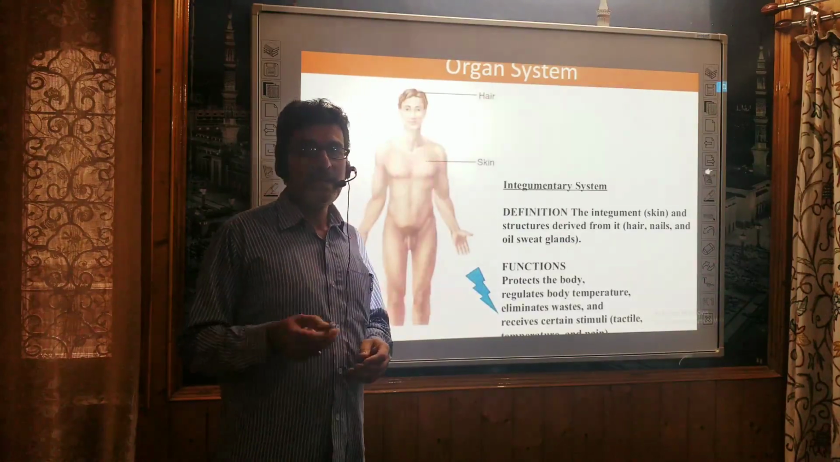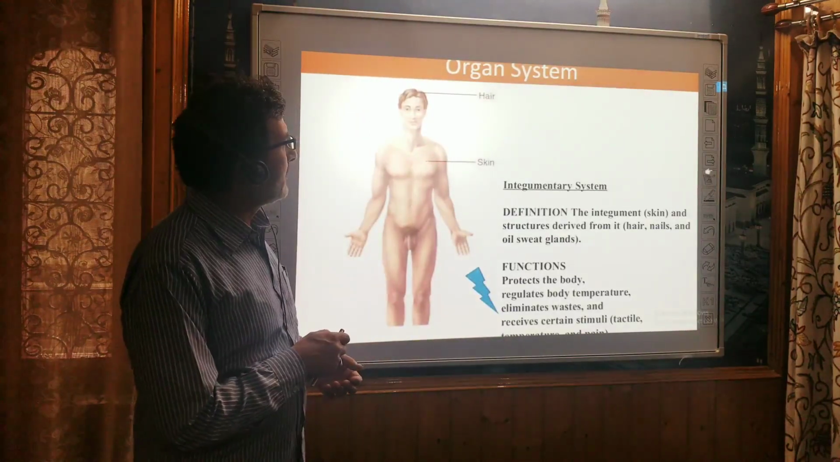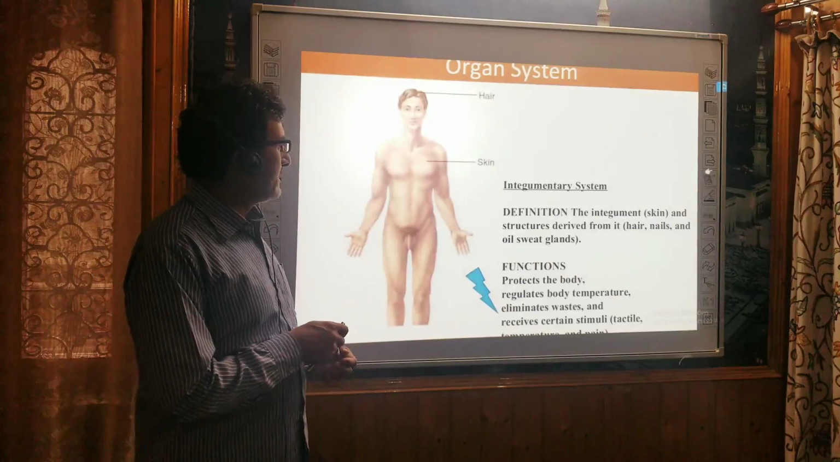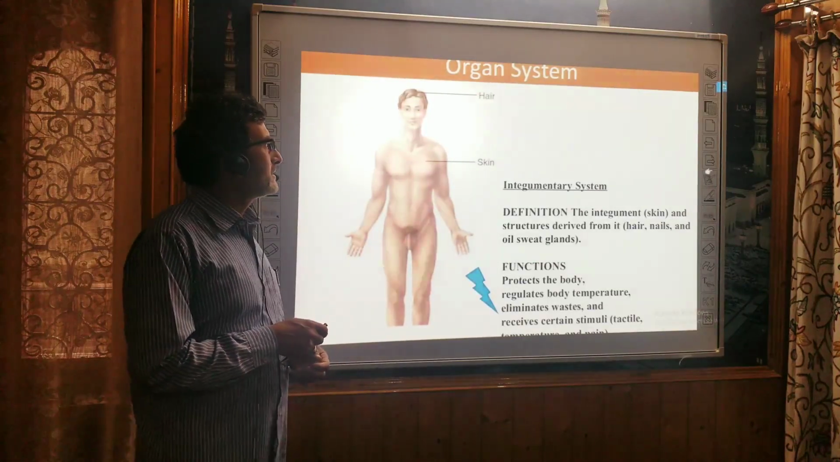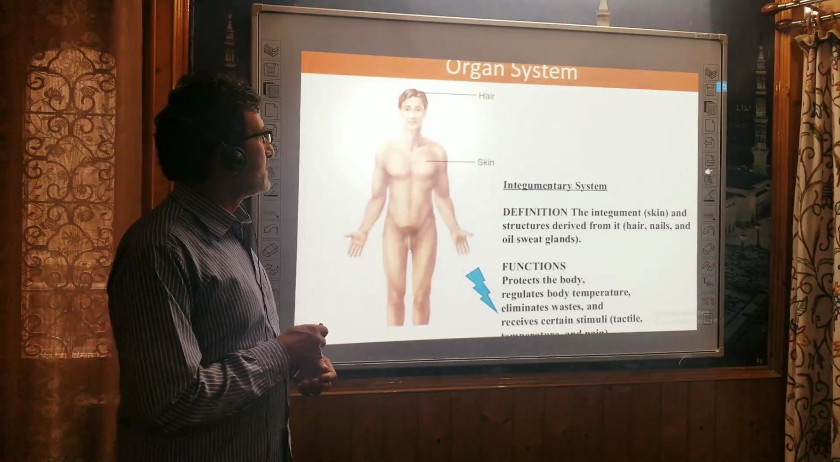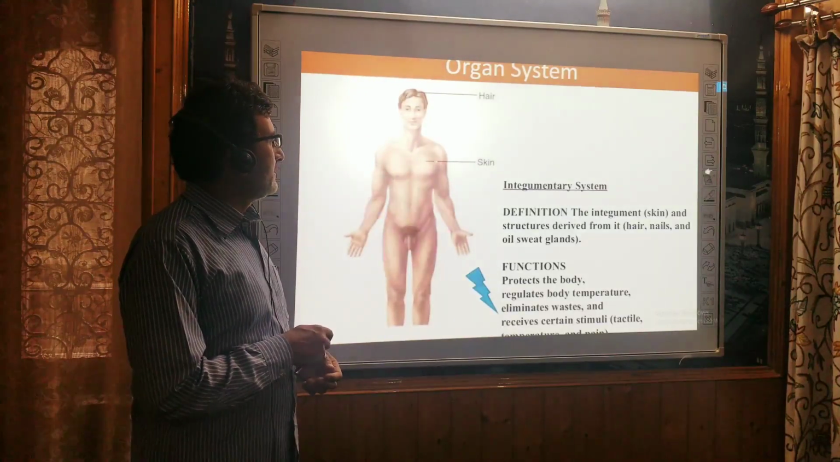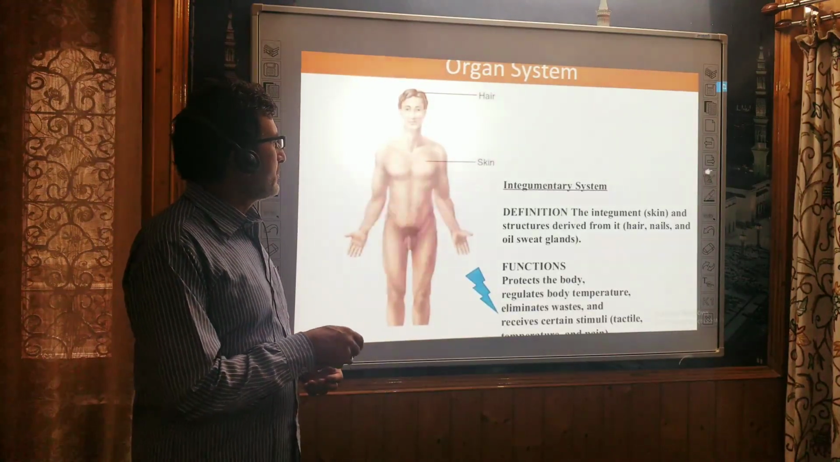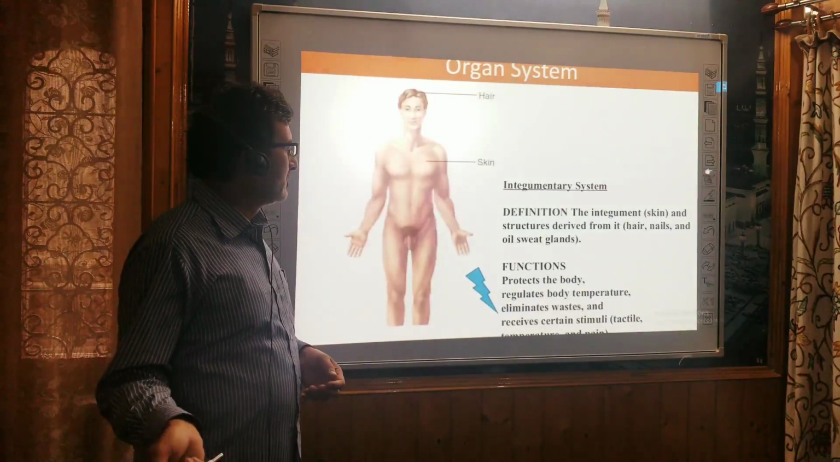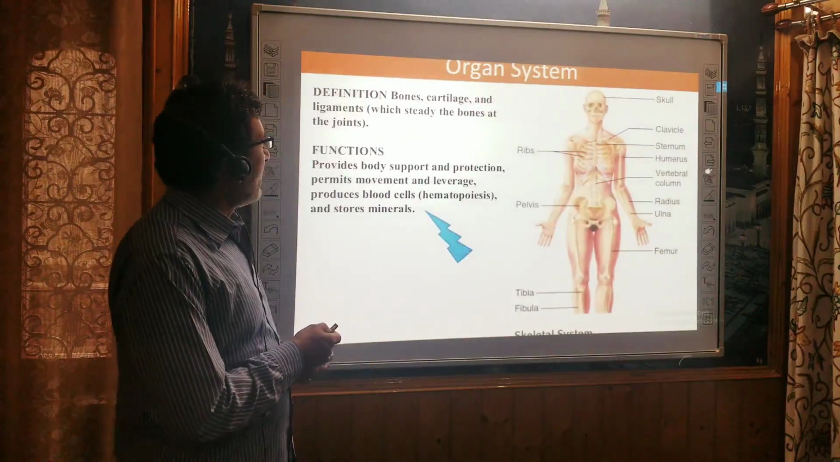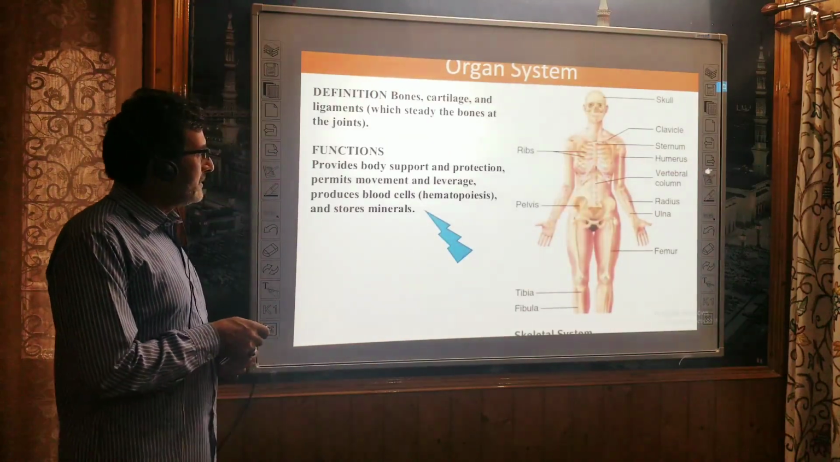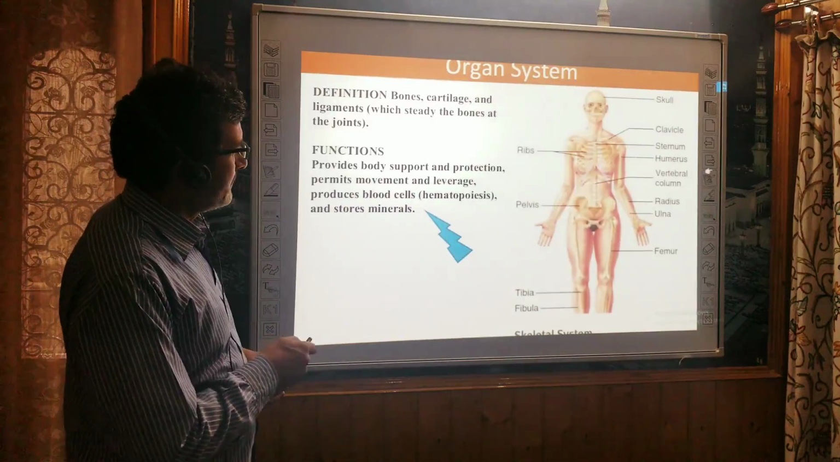That we can say organ systems. Number one, this is the integumentary system. Here, the skin comes in the integumentary system. This is an organ system. Next, it is the skeleton system.